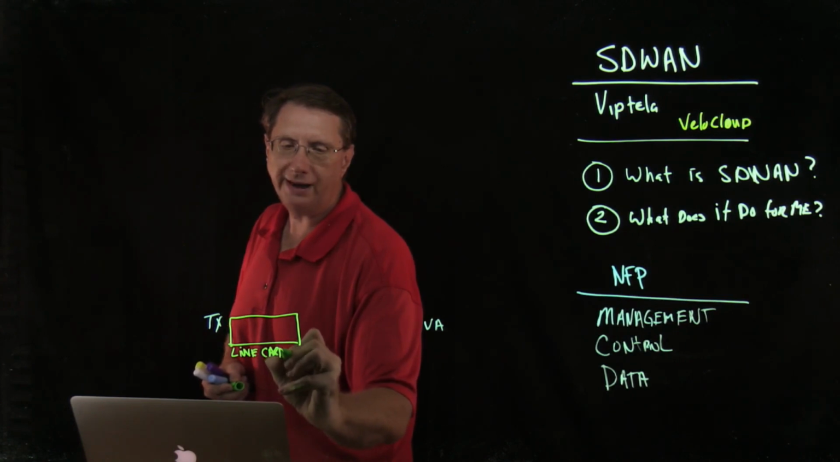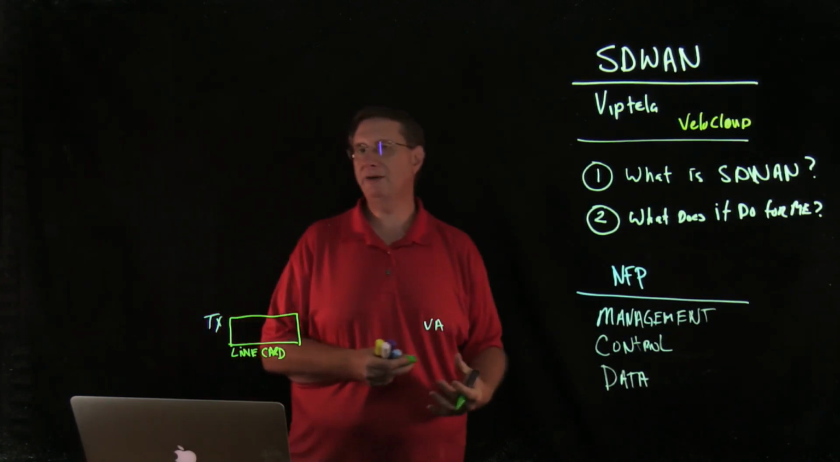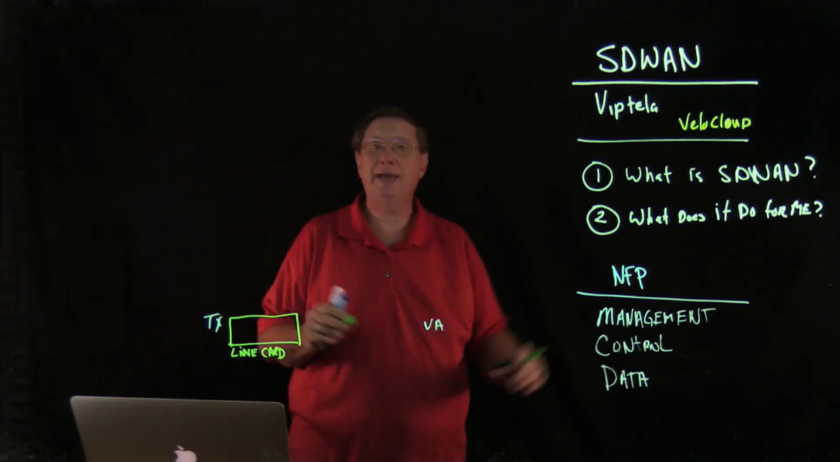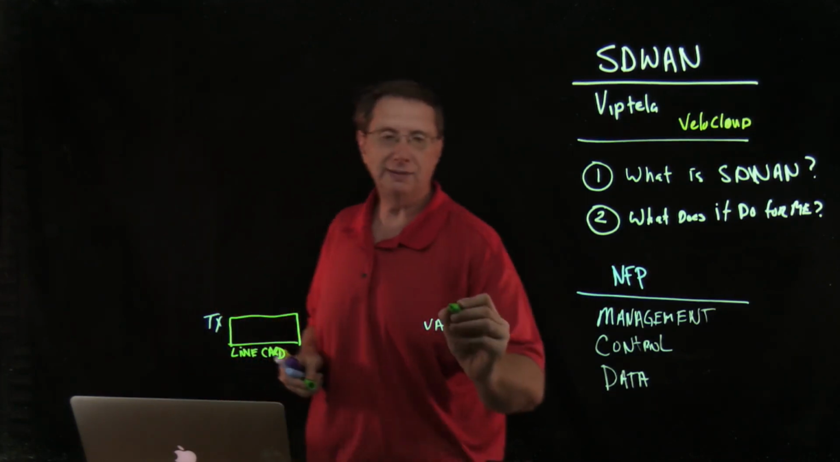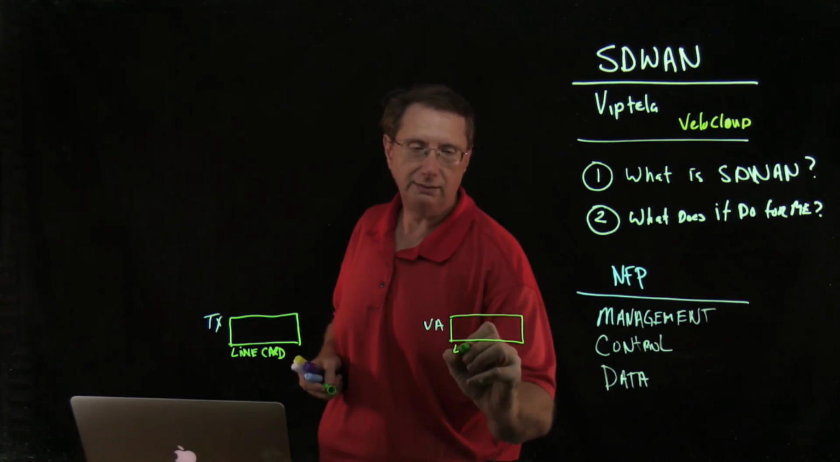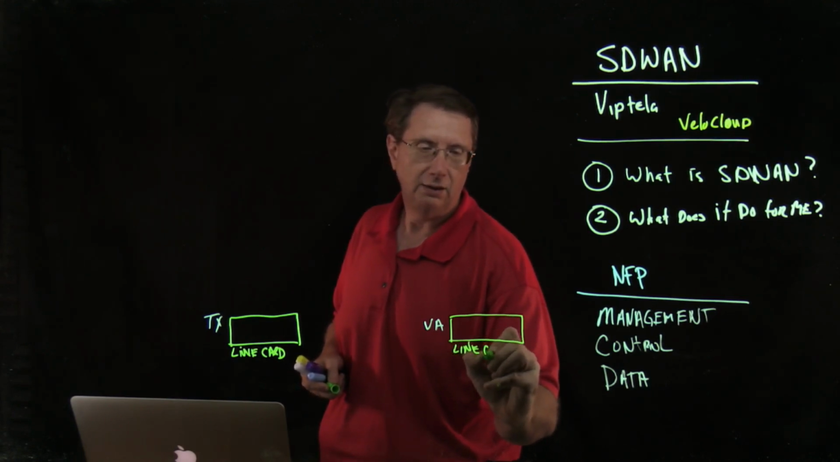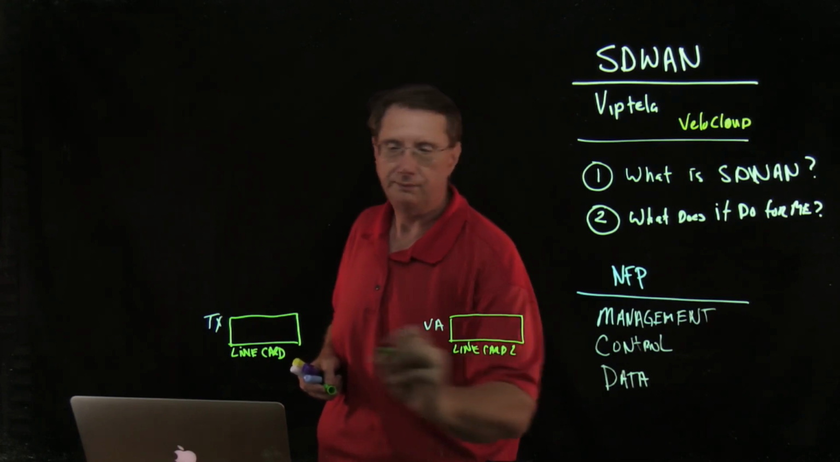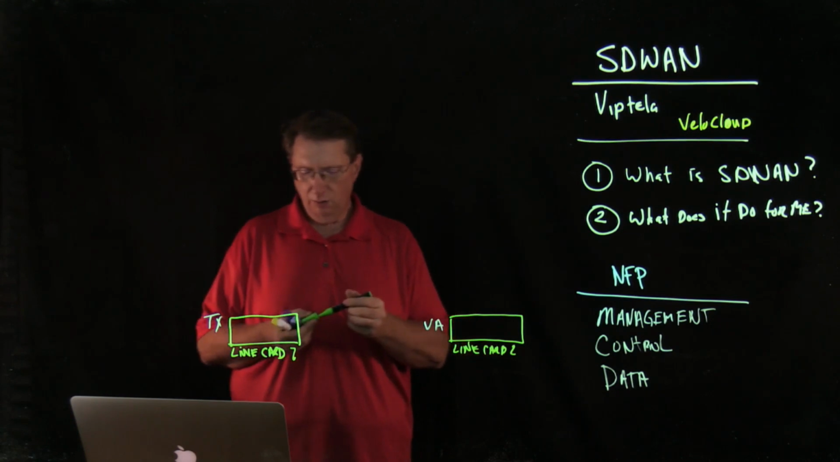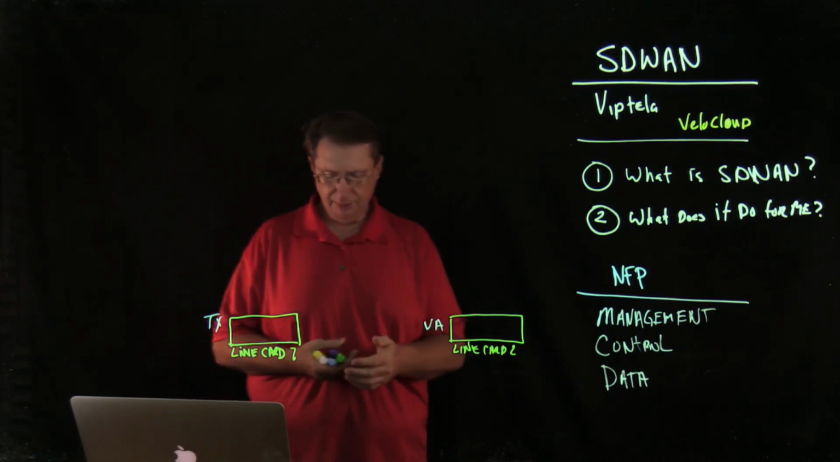That device would be the equivalent of, say for instance, a line card. So if I was to break my 6500 up and just deploy the line cards across a large area, ultimately I would end up with something like this. I'd have my line card 1, let's say line card 2, in Texas and Virginia.